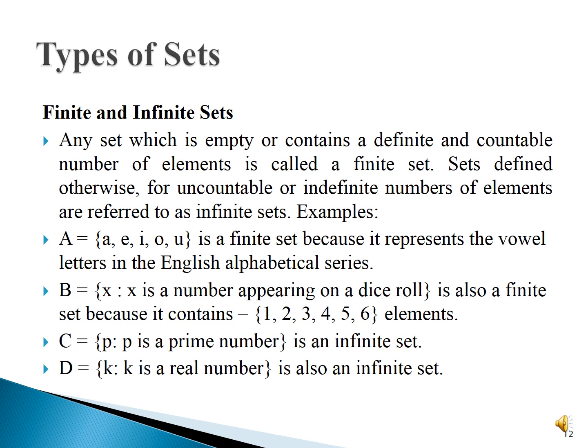And then in the next example, C contains an element P where P is a prime number, and this set will be an infinite set because we know that there are infinitely many prime numbers. In the next example, D equals K where K is a real number. This set is also an infinite set because we know that there are infinitely many real numbers.